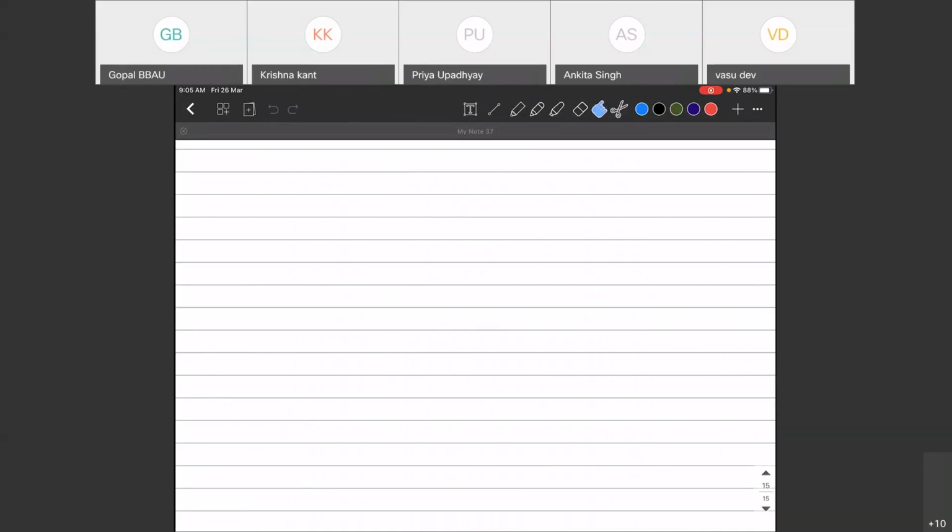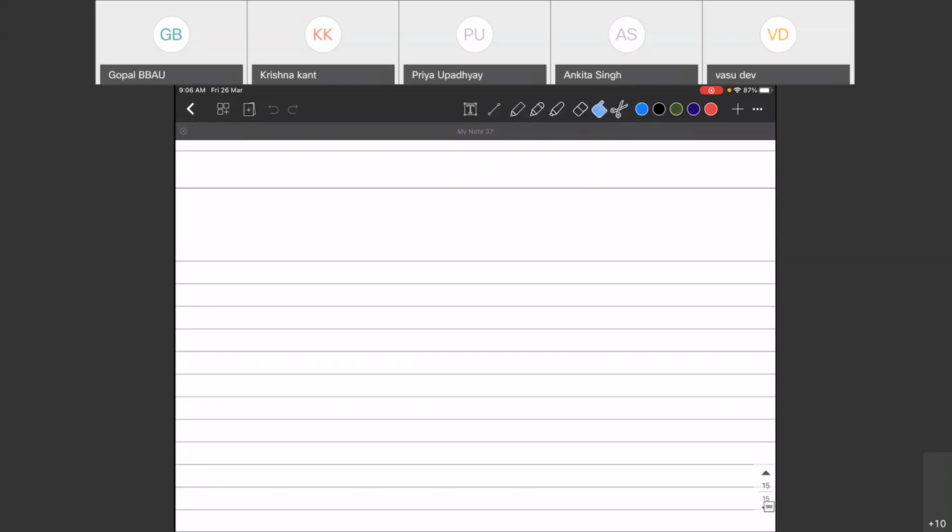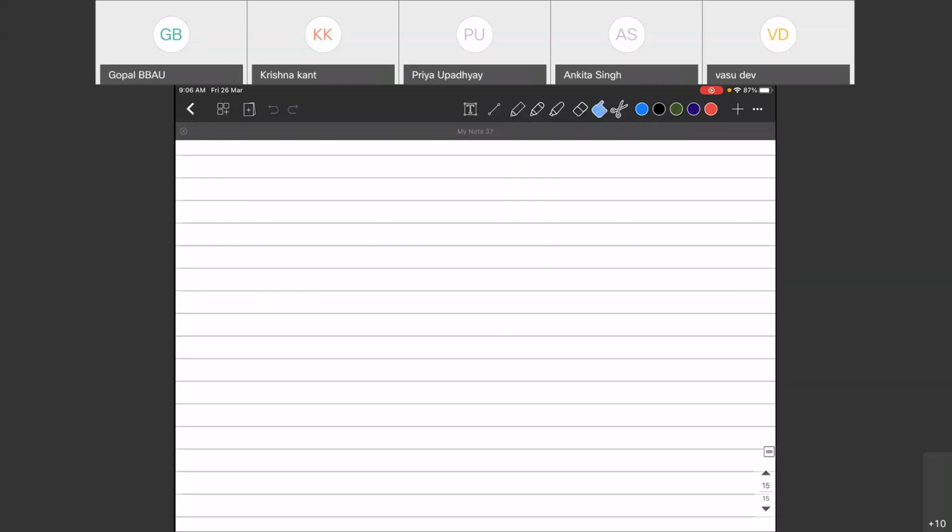So today we will start with the Hahn-Banach theorem. Let me give you some introduction about it first. So far, what we have done is we have seen bounded linear functionals, correct?